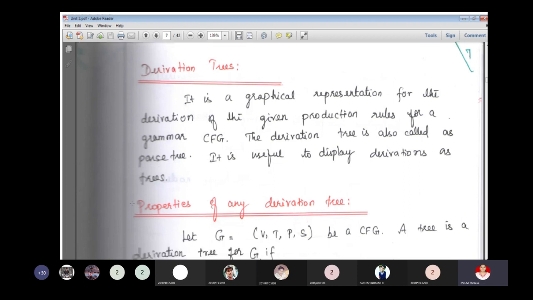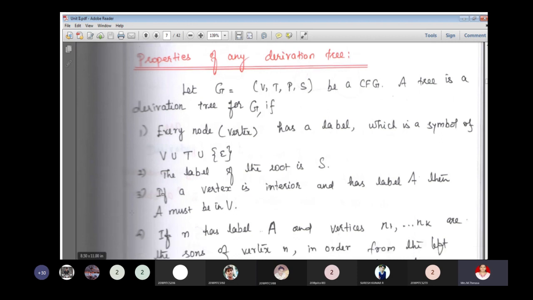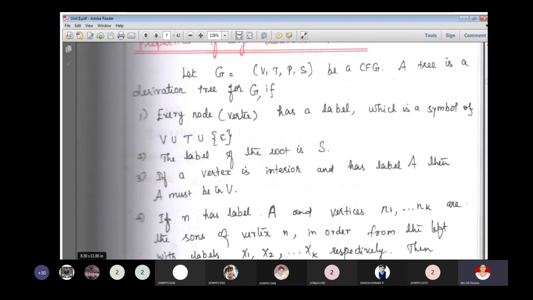Next, we'll see the properties of any derivation tree. Let G equal (V, T, P, S). So just take a grammar with 4 tuples: variables, terminals, productions, and start symbol, be a context-free grammar. A tree is a derivation tree for G if it has these properties. Number 1, every node, that is every vertex of the graph, has a label which is a symbol from variable union terminal union epsilon.